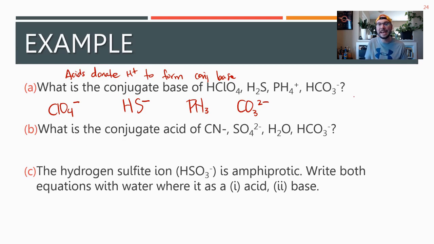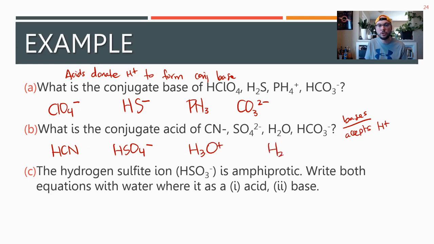It says, what is the conjugate acid? That must mean these are all bases, and bases accept H+. So if CN- was to accept, it would become HCN, and we increase the charge by 1, so it's -1, add +1 to that, becomes neutral. SO4 2- becomes HSO4-, so we drop the 2- to a -1. H2O becomes H3O+, and finally HCO3- becomes H2CO3, and we drop that negative charge.